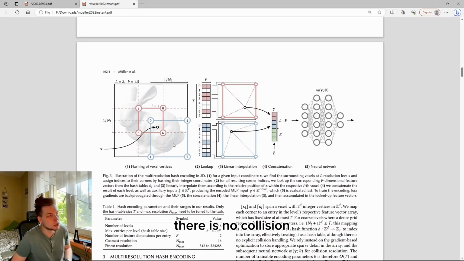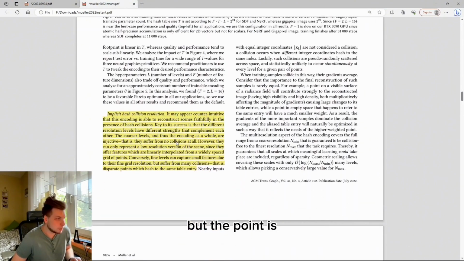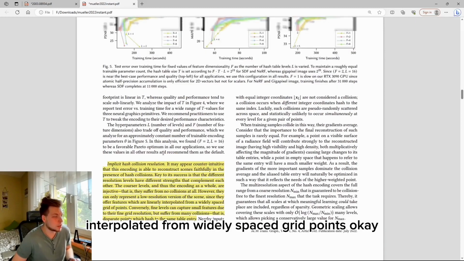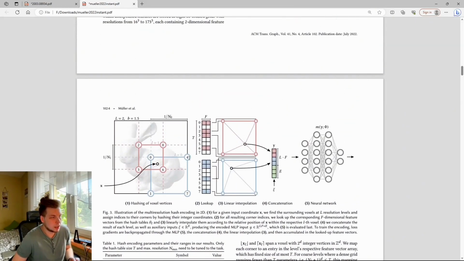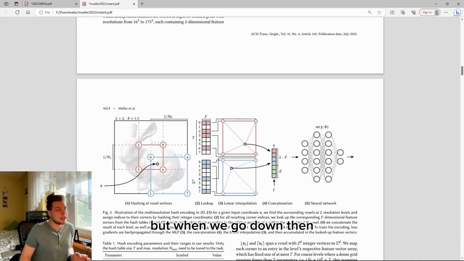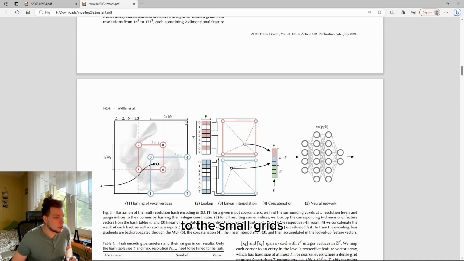So there is no collision, but the point is they can only represent a low resolution version of the scene, since they offer features which are linearly interpolated from widely spaced grid points, okay? So we have these features, right? We have 1, 2, 3, 4 features, basically, and we only interpolate this feature of this point from these 4 points, right? So these 4 points, basically, 4 times 2 is like 8 values, represent all of this by linear interpolation, right? All of this space.